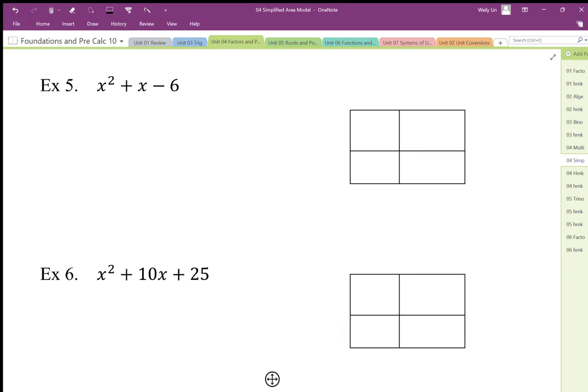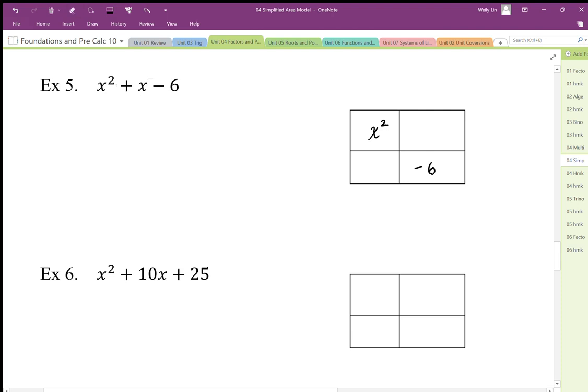Continuing on with these ones, we're going to put our x squared area in the top left, our -6 area in the bottom right, and we're going to find two numbers or two side lengths that multiply to -6, and they need to add up to that positive one that we have in the middle term.